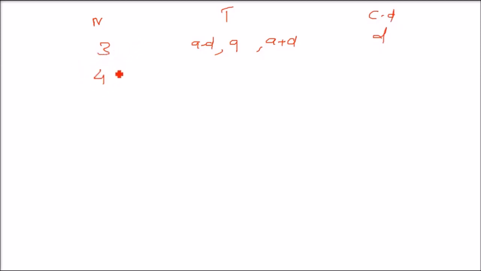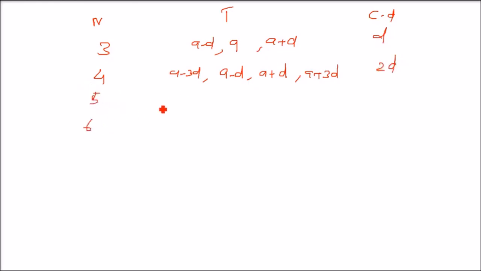Now if you have 4 terms, what are you going to do? A minus D and A plus D should be in the middle. A minus D, A plus D. Here you will have A minus 3D, here you have A plus 3D. What is the common difference? What is the benefit? Why have we taken this? I am going to tell you with a question. The common difference is 2D.